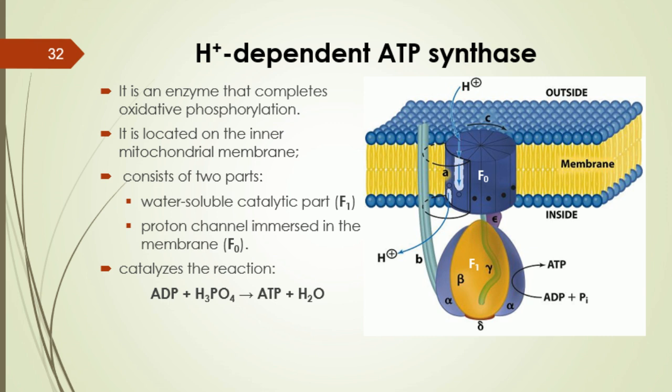Protons released into the intermembrane space due to electron transport energy transfer back into the mitochondrial matrix. This process is carried out by the H+ dependent ATP synthase, H+ ATPase. This enzyme is located on the inner mitochondrial membrane. It consists of two parts, a water-soluble catalytic part, F1, and a proton channel immersed in the membrane, F0. The transition of H+ ions from a region with a higher concentration to a region with lower concentration is accompanied by the release of free energy. This energy is used to synthesize one molecule of ATP.